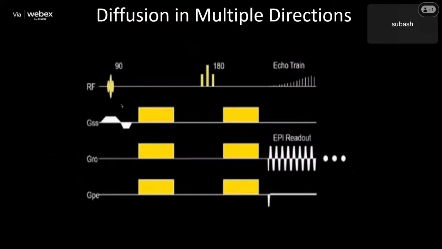And then you can also, as I said, if you want to extend the diffusion measurement in several directions, then you can have diffusion coefficient in multiple directions. Like you have, this is the 90 degree pulse. This is the slice selection gradient, which you applied for a slice. Then you applied, in the slice selection direction, one of the diffusion gradients. Then you have 180 degree pulse, then another diffusion gradient. Similarly, you are applying in all the three directions these diffusion gradients, you can see here.